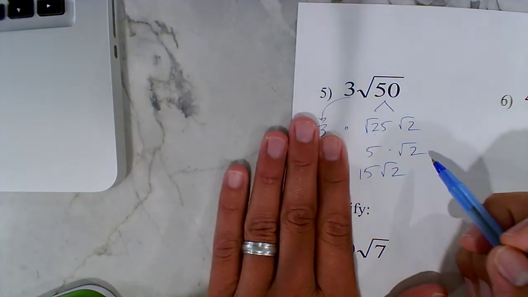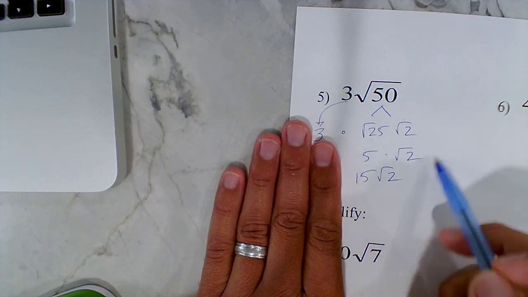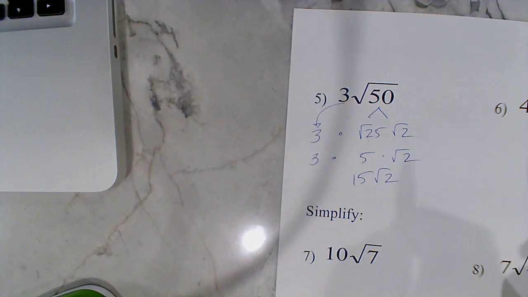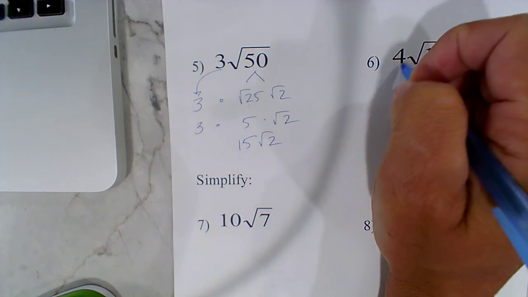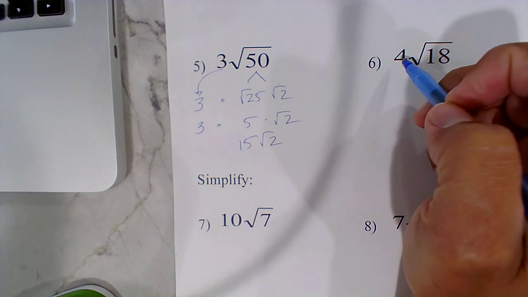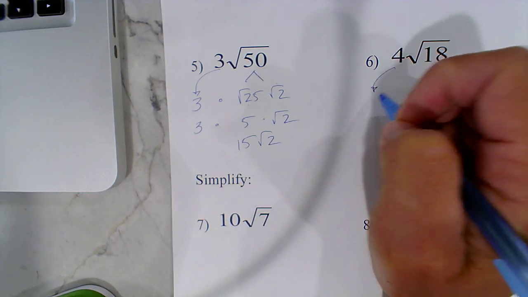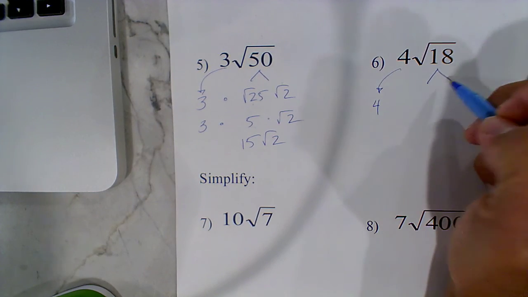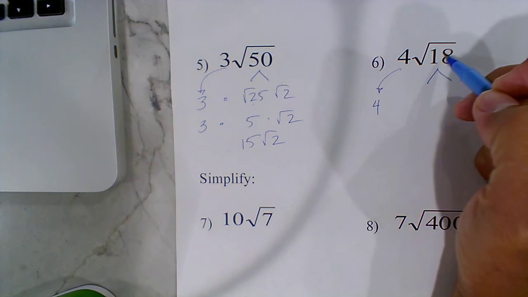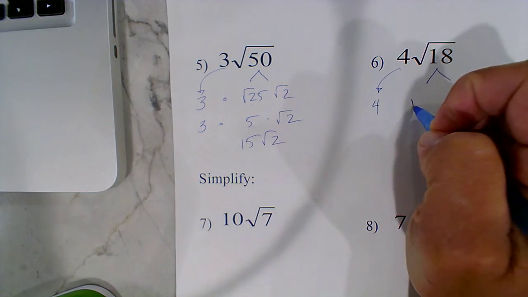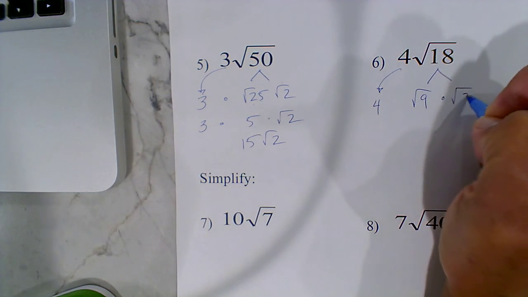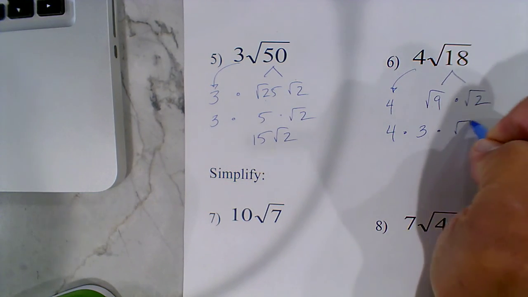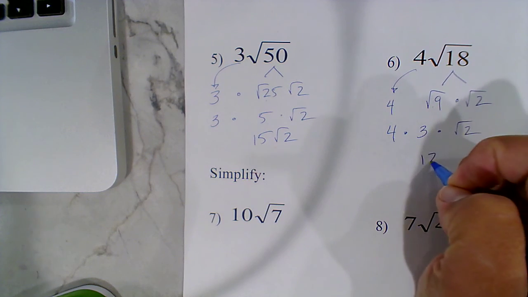You can sit there and say, oh, I remember that rad 50 is 5 radical 2. Well, what's 3 times that? That's an outside times outside, 15. Same thing here. I know you know the square root of 4, but that doesn't say the square root of 4. That says 4. So 4 comes over. Rad 18 splits. What's the biggest possible perfect square that is divisible into rad 18? 9. So rad 9 times rad 2. What's the square root of 9? 3 times the square root of 2, 4 times 3, 12 radical 2.